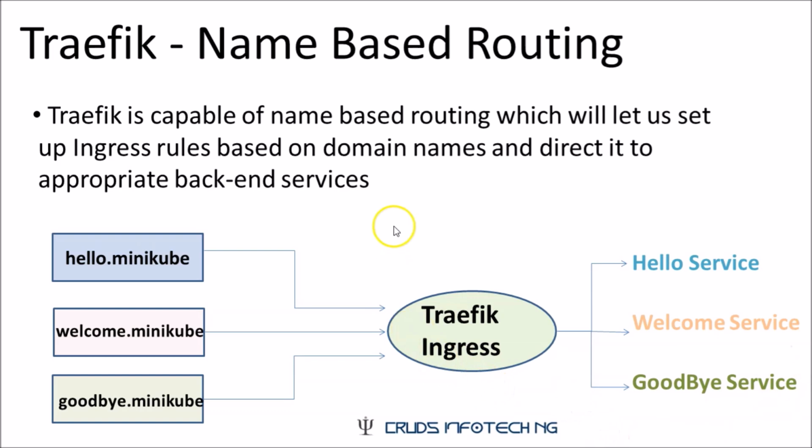After that, I'm going to configure 3 different services. If you see, the names are a little different. One is hello.minikube, welcome.minikube, and goodbye.minikube. These 3 configurations would be done so as to hit the right kind of services that I'm going to expose through my Kubernetes cluster. I am going to come up with 3 services on my Kubernetes cluster.